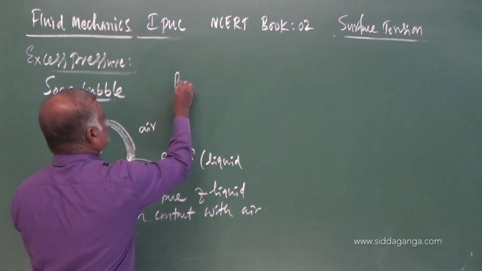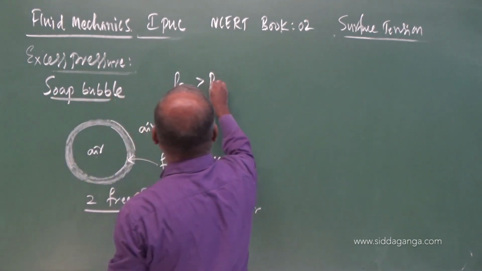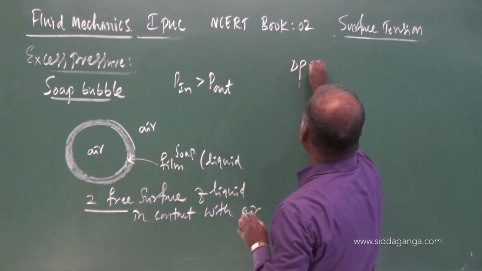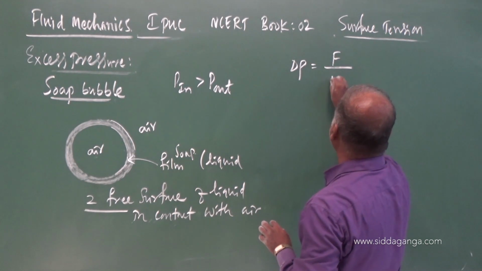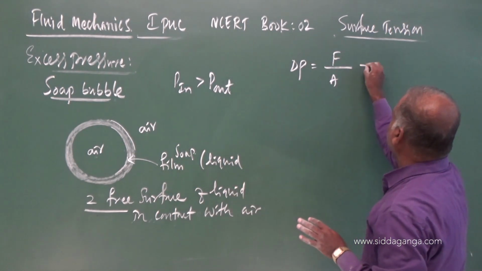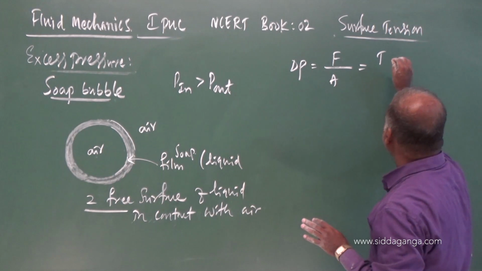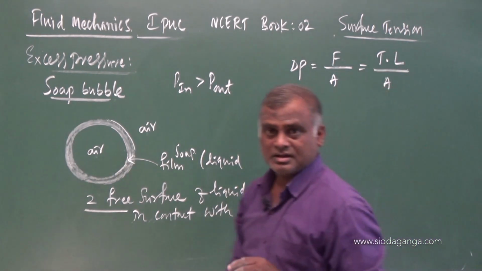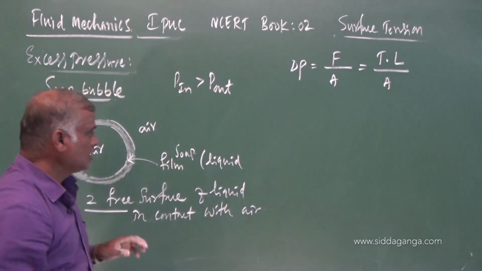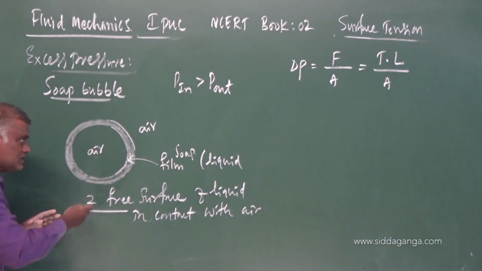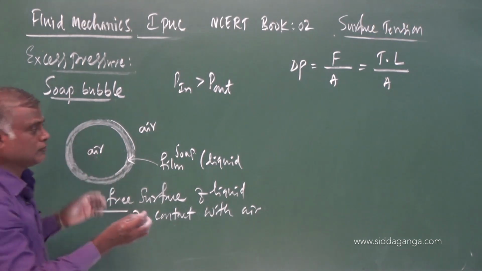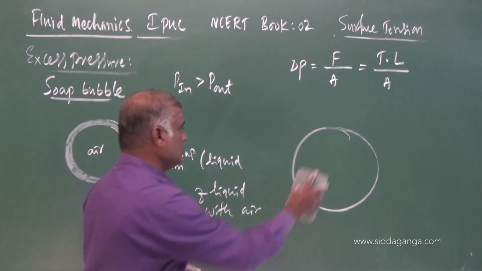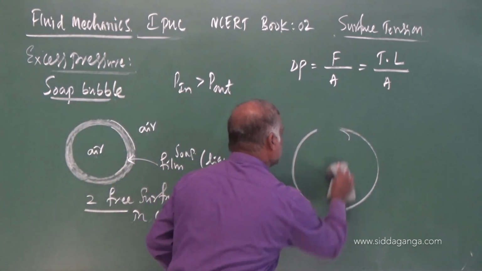Again inside pressure is greater than outside pressure. So for that, delta P is equal to force divided by area, we have to write. Again force is surface tension into length divided by area. So here to understand carefully, I divide this soap bubble into two parts.